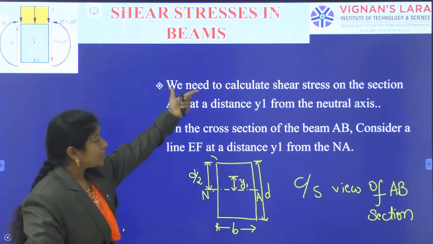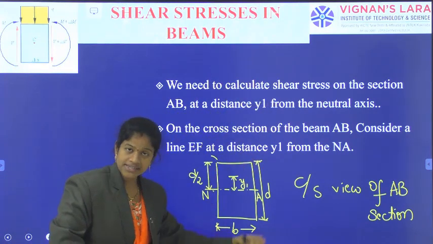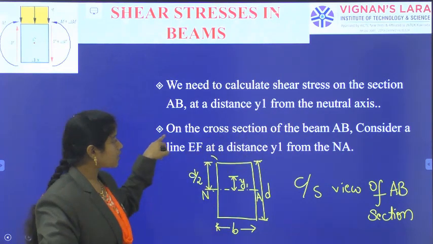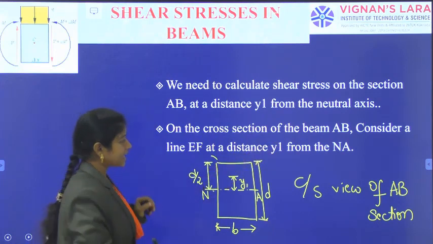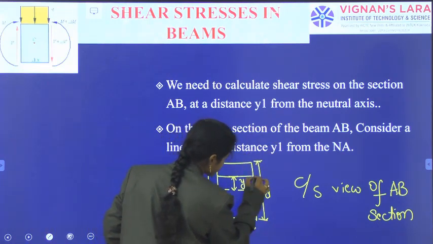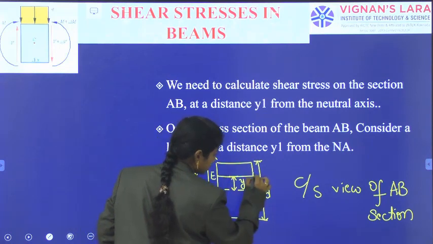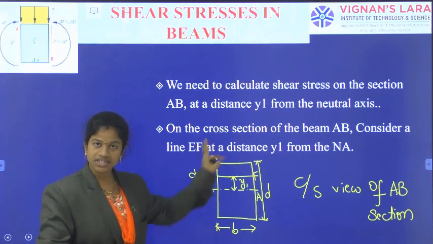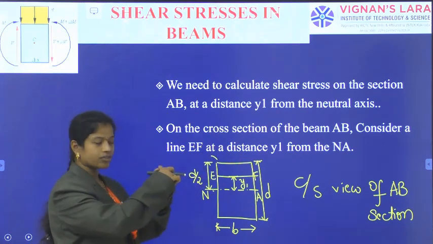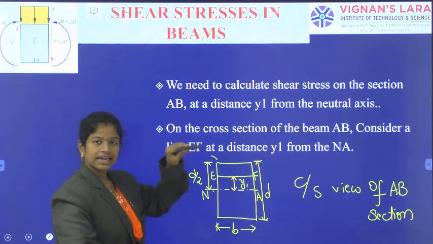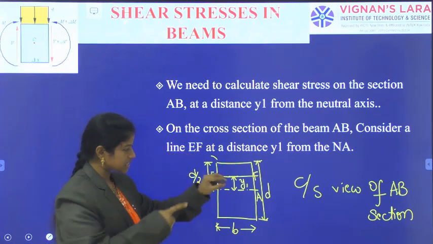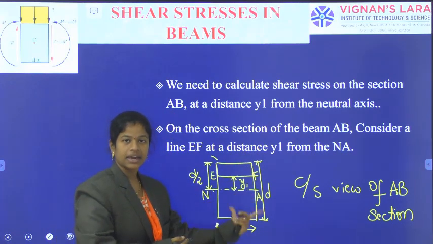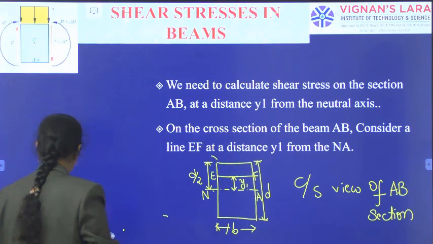Okay. We need to calculate shear stress on the section AB at a distance y1 from the neutral axis. On the cross section of AB, consider a line EF. Okay. So, on the cross section AB. So, this is the cross sectional view of AB line. So, along the length of the beam, it is there. And when I am cutting and seeing the cross section view, that cross section is like this. Okay. So, this is the cross sectional view of the cutting section AB, and I have observed B width and D depth.